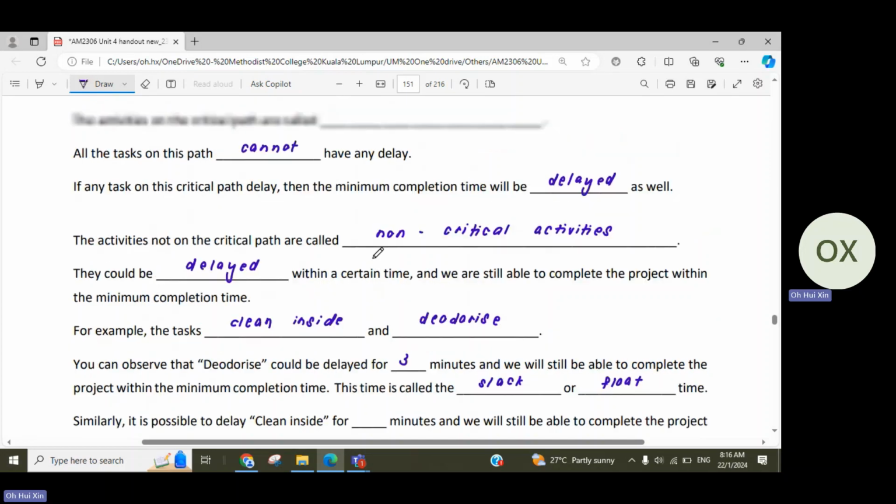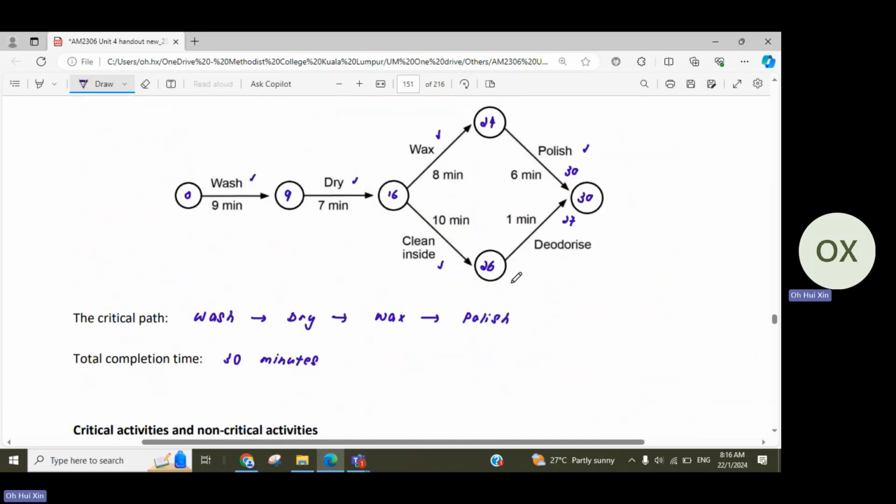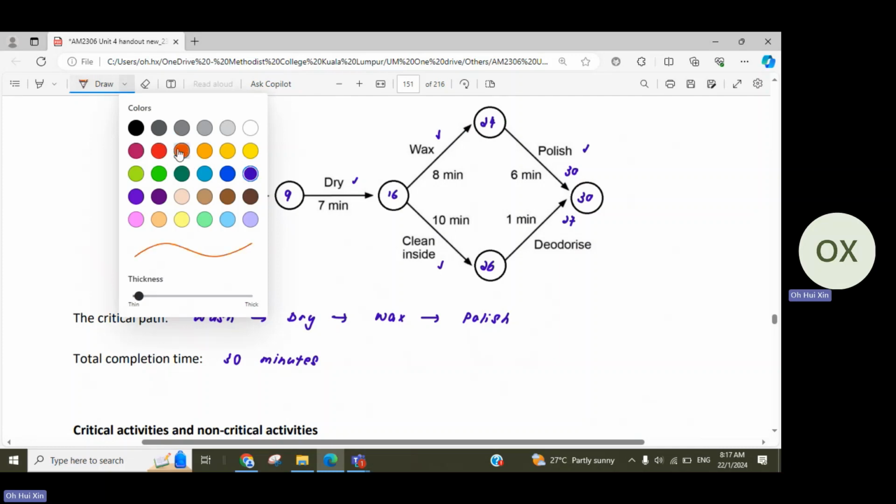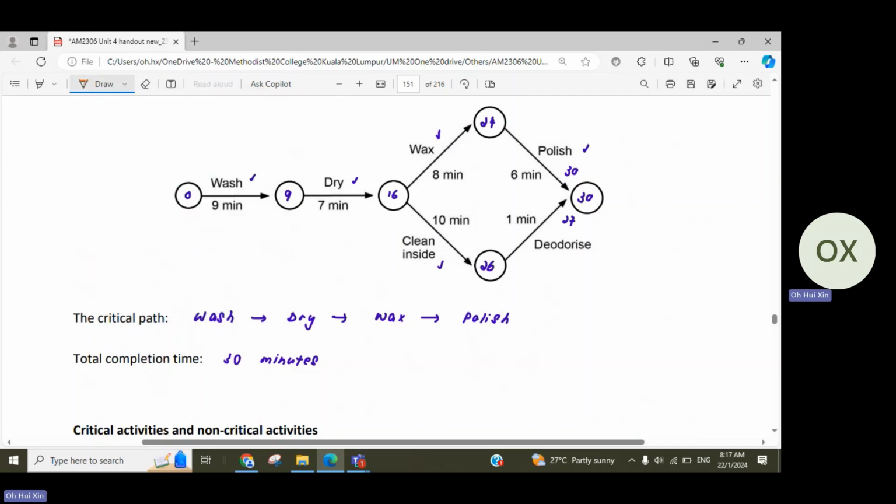Okay, so similarly, imagine this. If deodorize still needs only 1 minute, then what happened here is that we have 3 minutes of free slot for clean inside as well. Because imagine you need to write this, or you want to write it also can, but I'm just writing it for the sake of my explanation. So it's fine that you don't write this part.